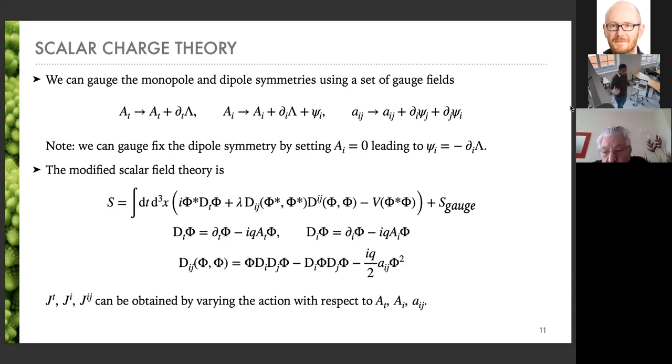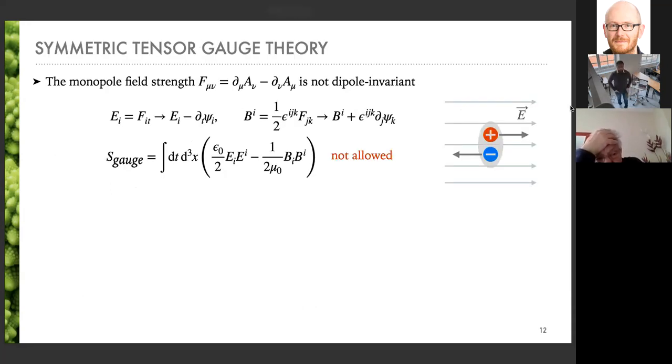Now, whether or not the scalar charge theory that I'm talking about is anomalous, I don't know. Probably it's not. I don't think people have done the full loop calculation, but there are anomalies. So you can have setups where this dipole shift symmetry is anomalous. They are like mixed anomalies between U1 monopole and U1 dipole. Okay.